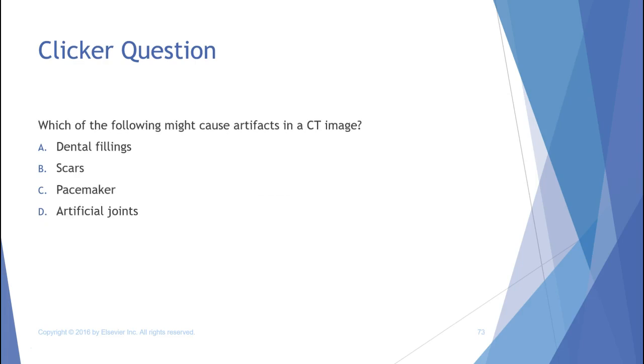Okay, which of the following might cause artifacts in a CT image? Dental fillings, scars, pacemaker, artificial joints. So the answer would be A, dental fillings for sure. Also C, the pacemaker, because it's got a metal component. And D, the artificial joints, and we saw pictures of all three of these things.